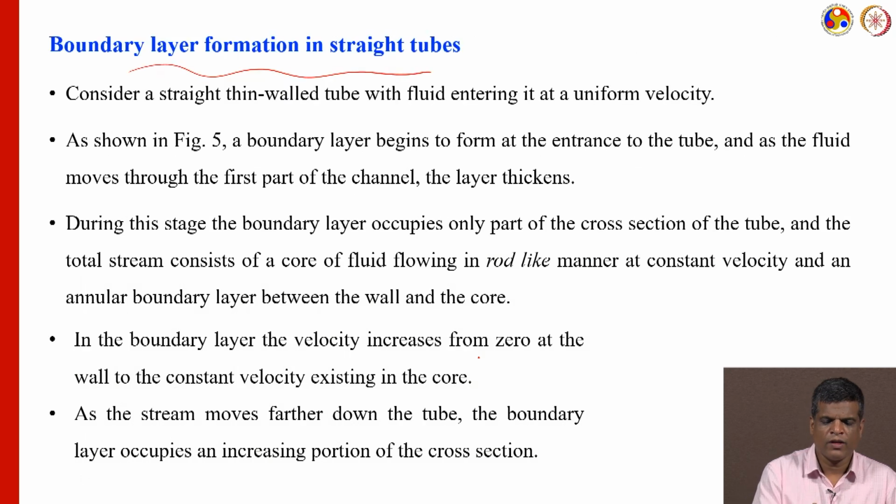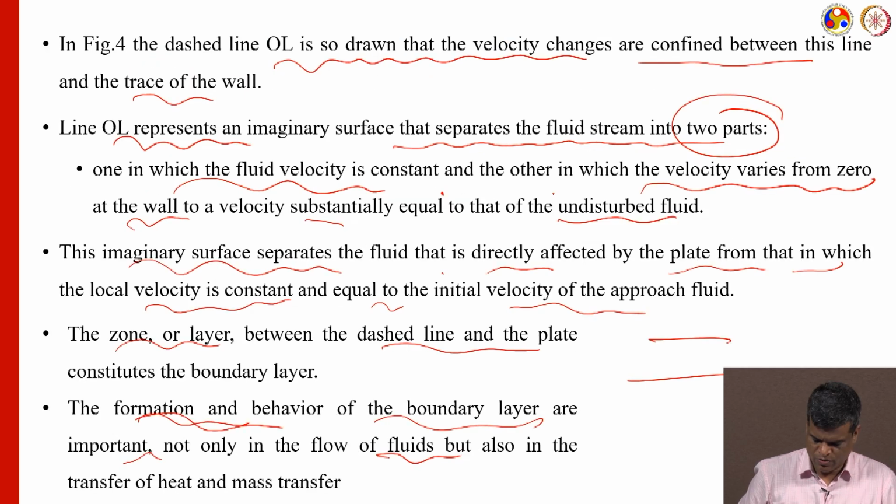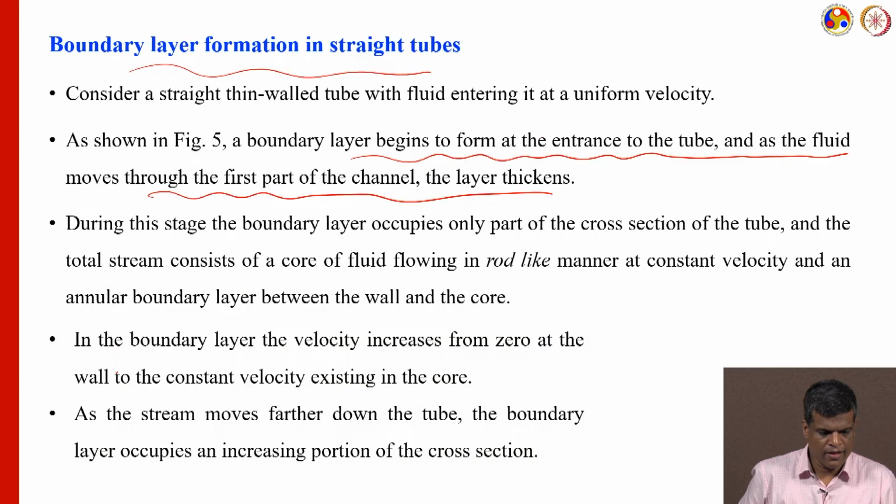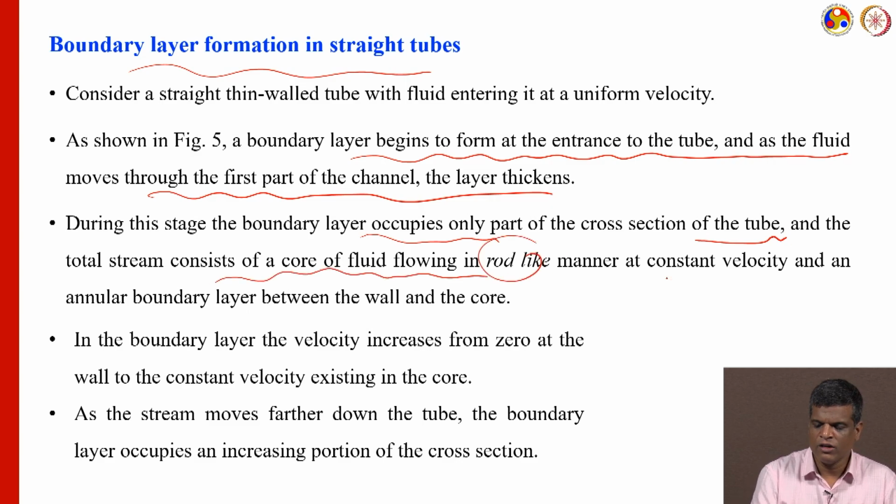At this point, the boundary layer begins to form at the entrance of the tube. The fluid moves through the first part of the channel with a layer of thickness as you can see here, and the first spot has a constant velocity. During this stage the boundary layer occupies only part of the cross section of the tube initially, but after some time the core of fluid flows in a rod-like manner at constant velocity, with an annular boundary layer between the wall and the core.